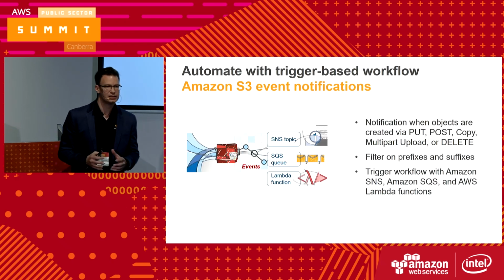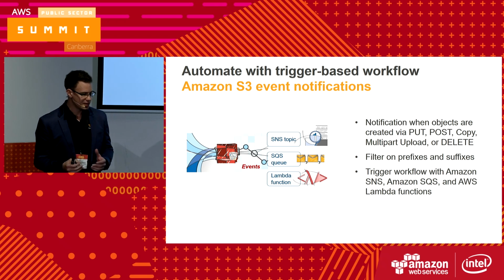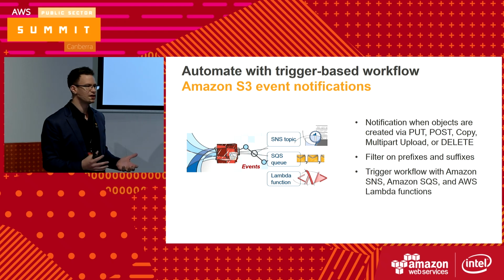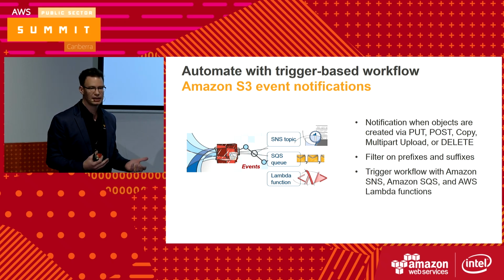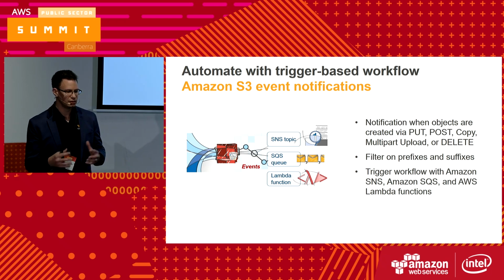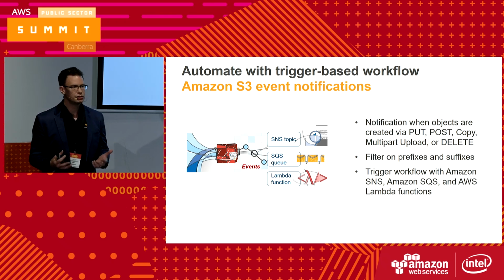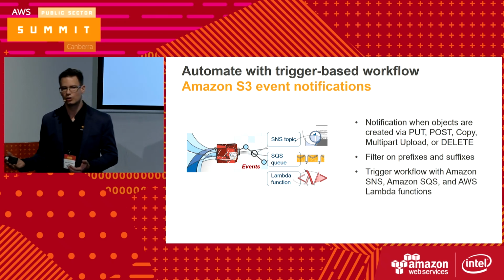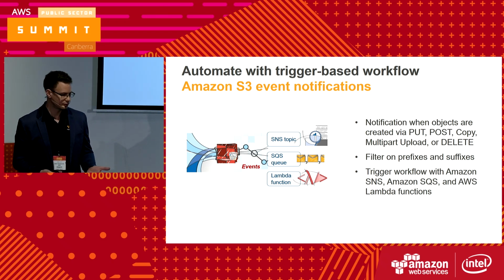The next one that's related to this, and another really powerful feature, is S3 event notifications. So with S3 event notifications, you can be notified of any event that's happening on a bucket. You can filter by prefix or suffix, and it'll tell you any put, post, copy, or delete, and you can trigger from that an SNS topic, an SQS queue, or a Lambda function.